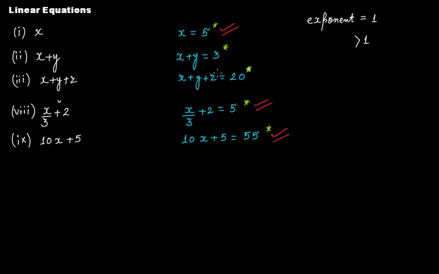In this option, x plus y is equal to 3, we have two variables, x and y. In this one, x plus y plus z is equal to 20, we have three variables. We have x, we have y, and we have z. Though they are linear equations, yes, they are linear equations, but they aren't linear equations in one variable. So let me quickly copy the linear equations in one variable.